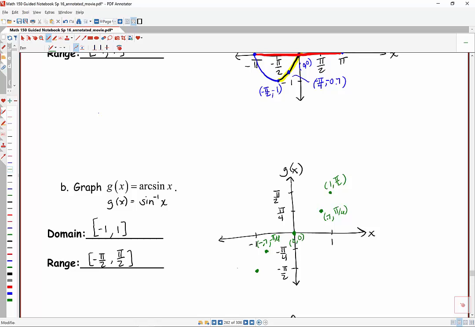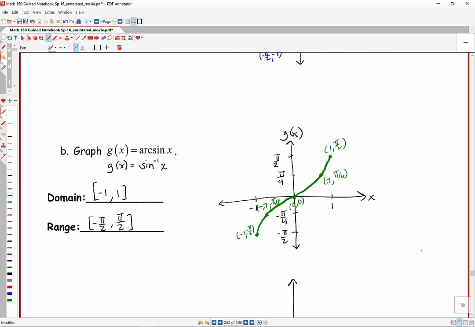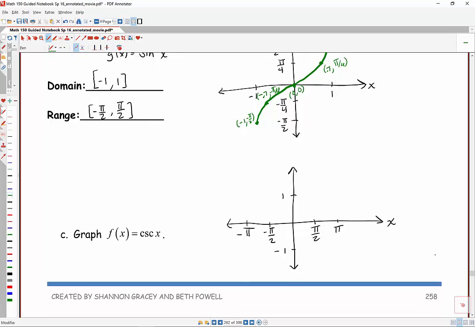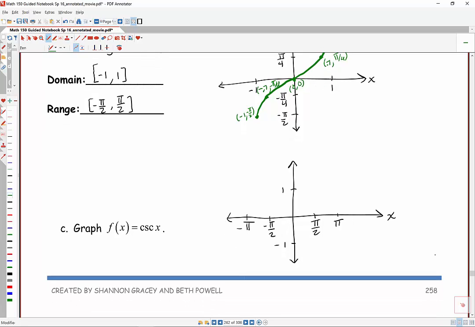Here we have -1, and that's -pi over 2. Okay, and making our picture, it's a real subtle curve, and that's our inverse sine. So outputs are angles and inputs are the real numbers, going from -pi over 2 to pi over 2 inclusive.